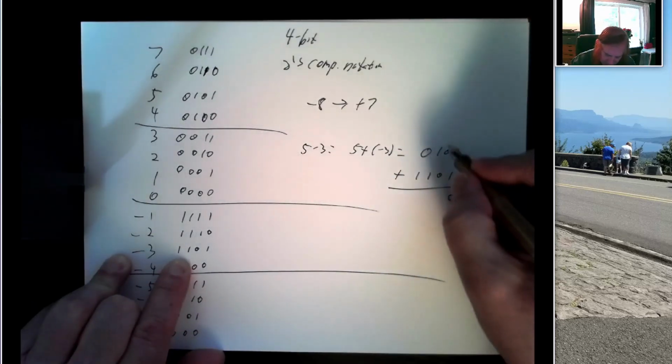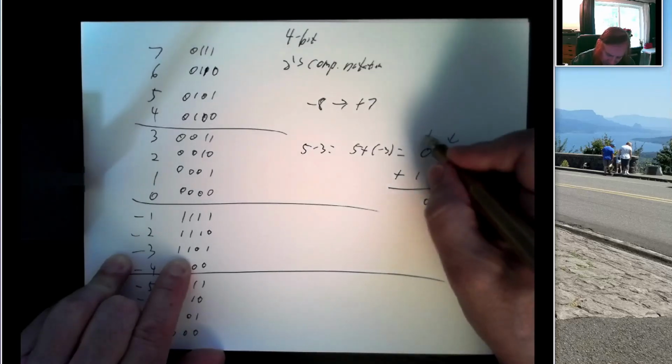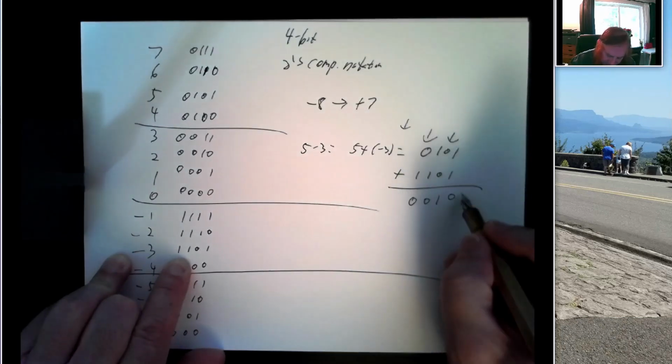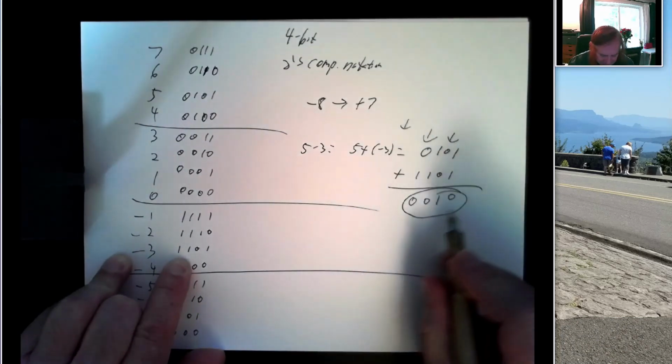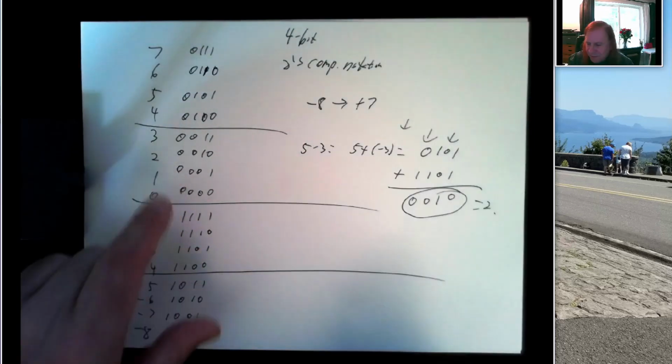1 plus 1 is 0 with a carry. 1, 0, 0 is 1. 1 plus 1 is 0 with a carry. 1, 0, 1 is 0. We have an extra carry coming out of the end. But here's our answer, 0, 0, 1, 0. And that's the number 2. Well, that's what 5 minus 3 is.